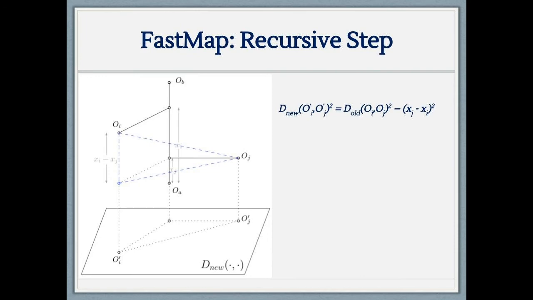The embedding process previously discussed is repeated with these residual distances. This recursive step is repeated for as many dimensions as desired. This, succinctly, is the original FastMap for abstract objects. FastMap was then adapted for undirected graphs in the following way.